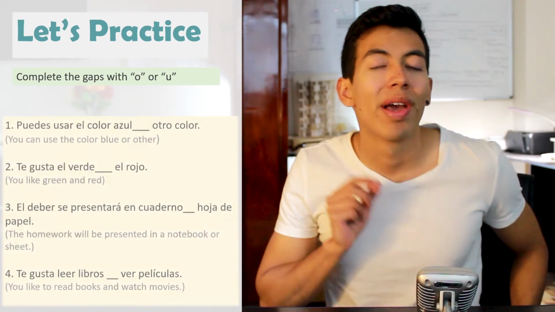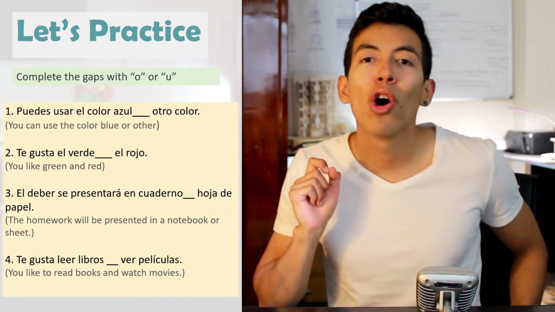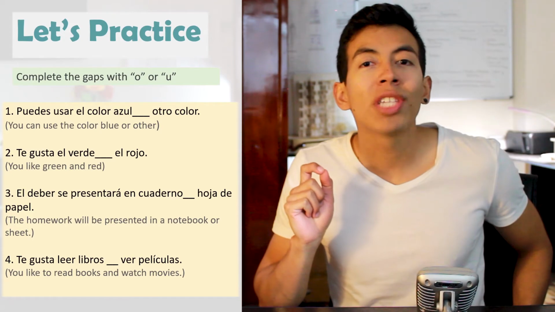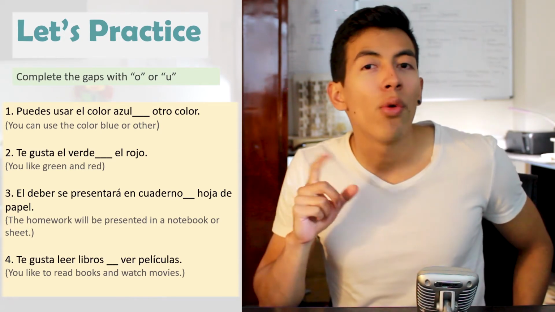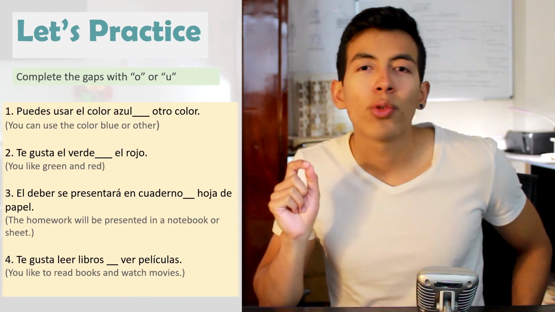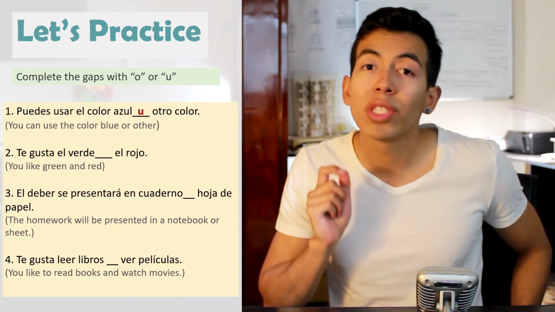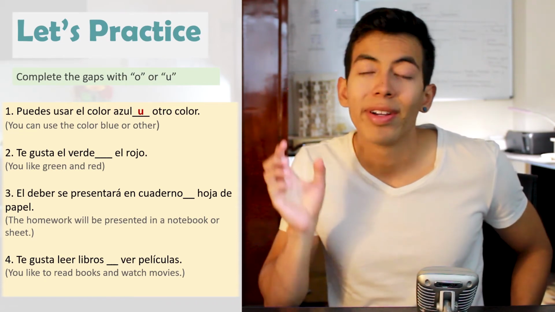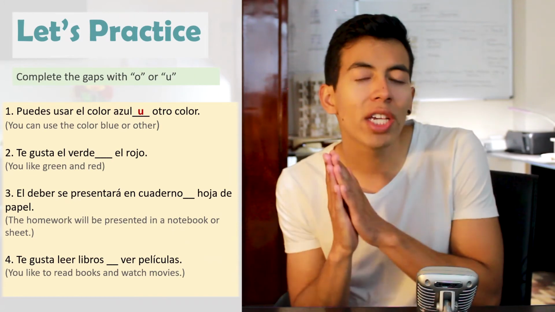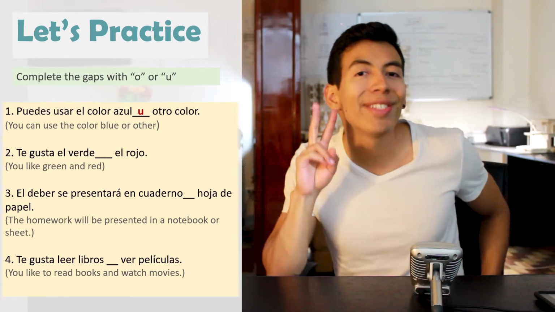Number 1. Puedes usar el color azul, otro color. What do you think? The word otro starts with O, so we have to use U. Puedes usar el color azul u otro color. Remember, it starts with O, and we have to change that for an U. U otro color.